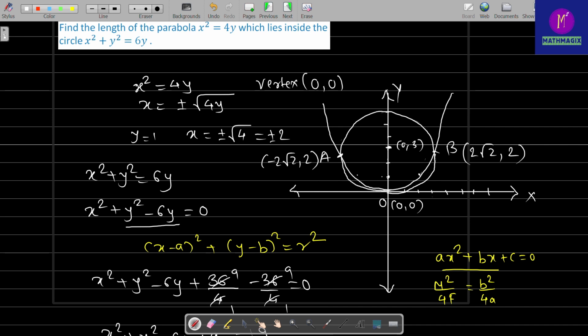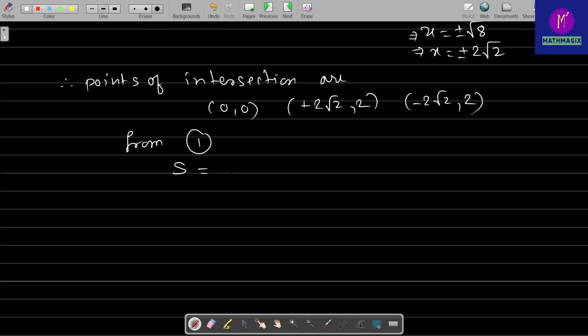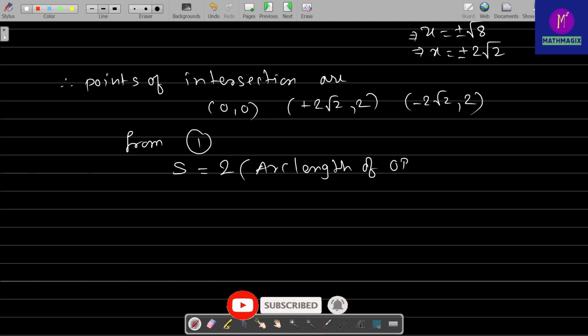We don't require point A in the rectification formula, because I am just going to find out over here the arc length OB instead of finding whole arc length A to B, because A to B arc length is symmetric along y-axis, so it is absolutely okay if I find out arc length OB only, and then arc length AB is nothing but twice of arc length OB. Let us use this formula now. So from 1, S is nothing but twice into arc length of OB. So we require here point O and point B in order to find out the limits of integration.